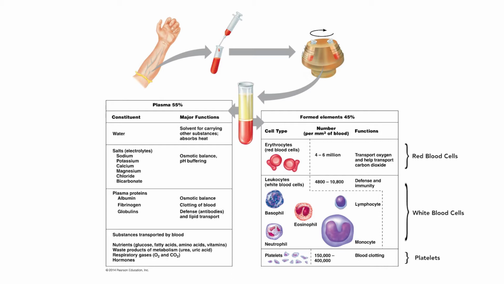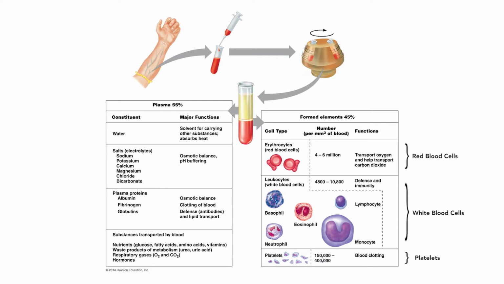There are substances also in the plasma that are transported, such as the stuff that we eat: glucose, fatty acids, amino acids, vitamins, and waste products such as urea and uric acid, and some of the respiratory gases such as oxygen and carbon dioxide, and of course hormones.